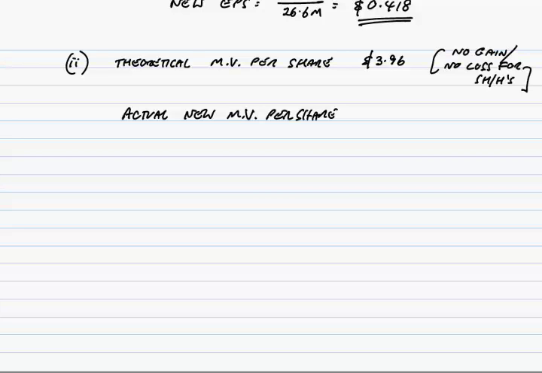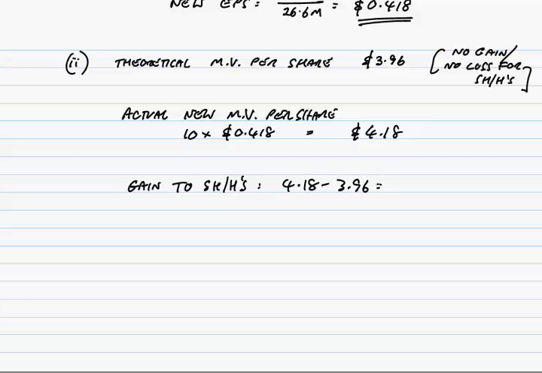So with a P/E of 10 still, the market value will be 10 times the new earnings per share. We'd worked out the earnings per share, 0.418, and so it'll be $4.18. And so if there was no gain, no loss, $3.96, it's actually going to be $4.18. And so the effect on the wealth, there's a gain to shareholders of the difference, which is how much? 22 cents per share.